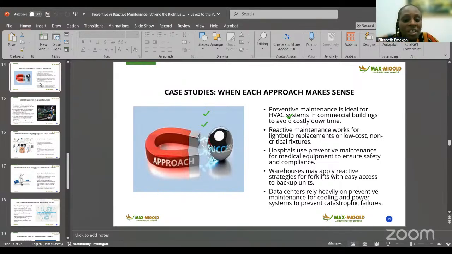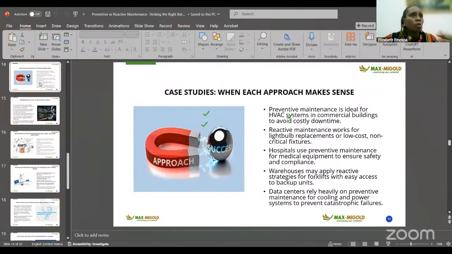Hospitals use preventive maintenance for medical equipment to ensure safety and compliance. For example, your scanning machine, that's the simplest I can think of in the hospital. If a maintenance plan is not scheduled for the scanning machine, every now and then you scan, you do X-ray, you do all sorts of things, and you did not put in a maintenance check, what's going to happen? You just wake up one day with a lot of patients and then disappointment because you refused to put in a little preventive maintenance for safety.